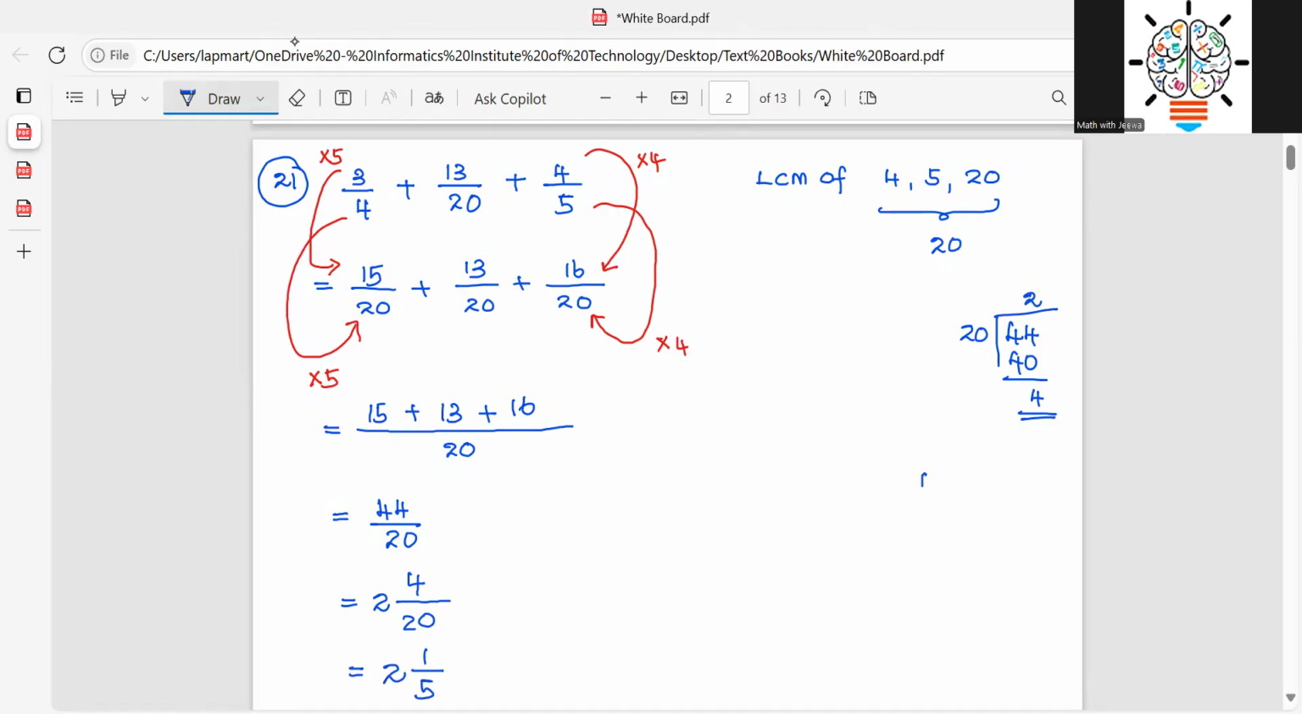But I did 4 over 20. I know I can divide both the numerator and the denominator by 4. It gives me 1 over 5. So my final answer, 2, 1 over 5.